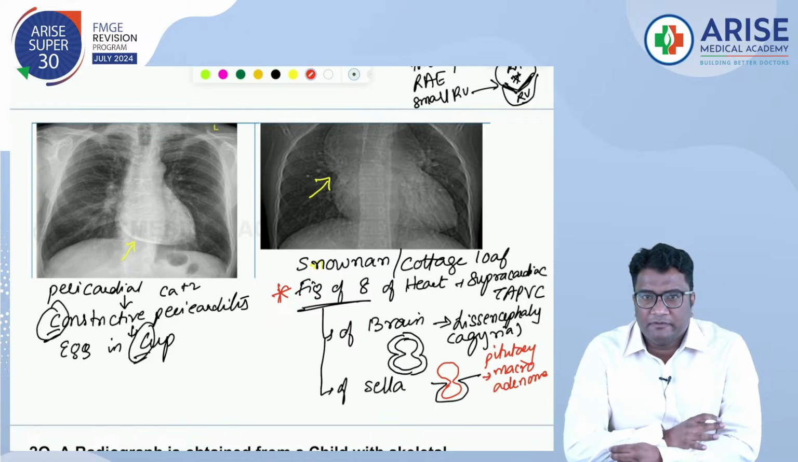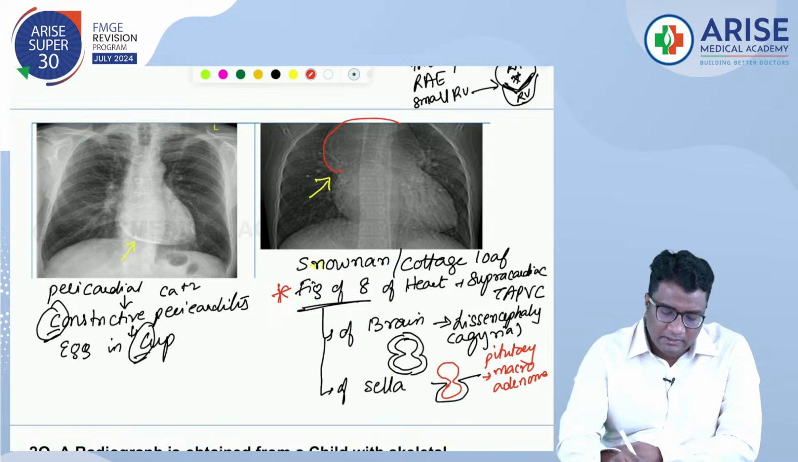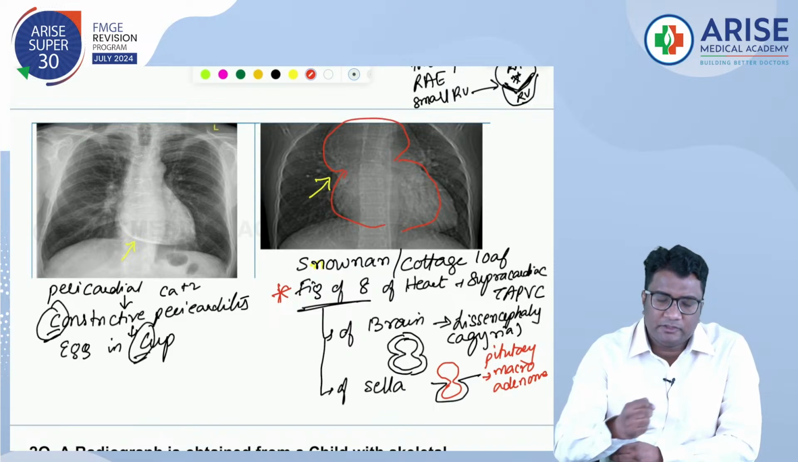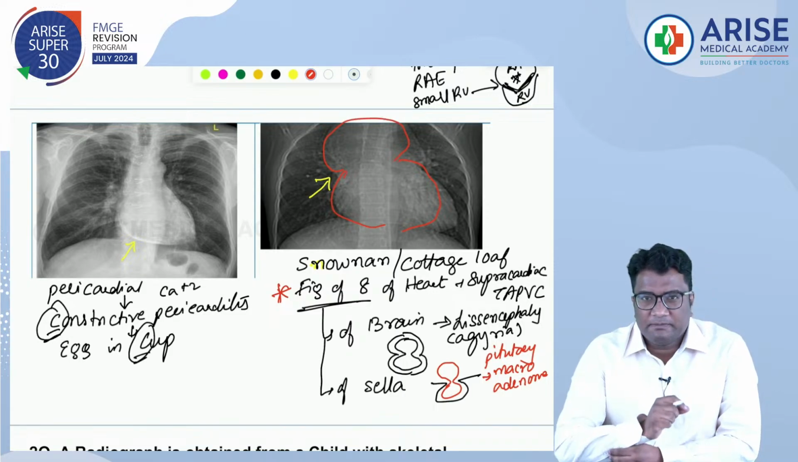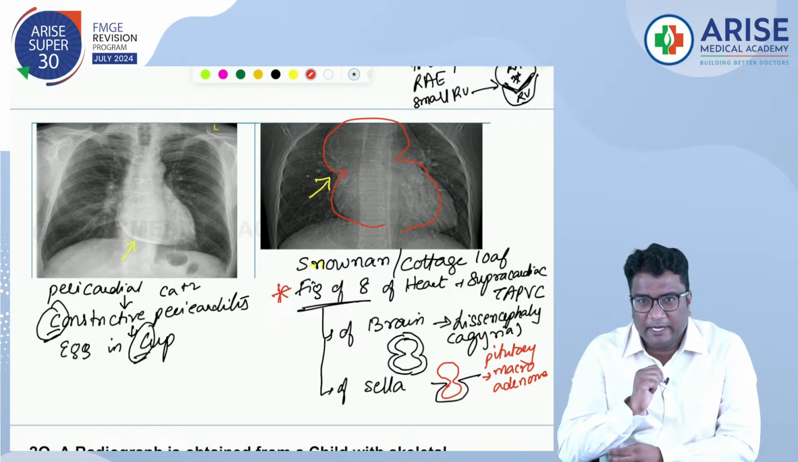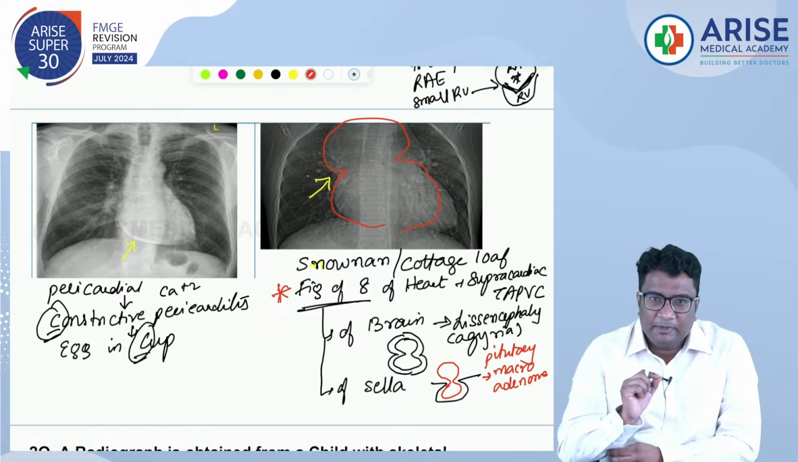Figure of 8 appearance of the heart is the supracardiac type of TAPVC. Only the supracardiac type forms the figure of 8 appearance of the heart, total anomalous pulmonary venous communication. Figure of 8 appearance of the brain is lissencephaly. What is meant by lissencephaly? Agyria, absence of gyration of the brain. Figure of 8 appearance at the sella is pituitary macroadenoma.